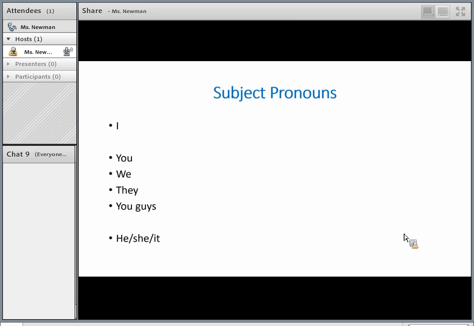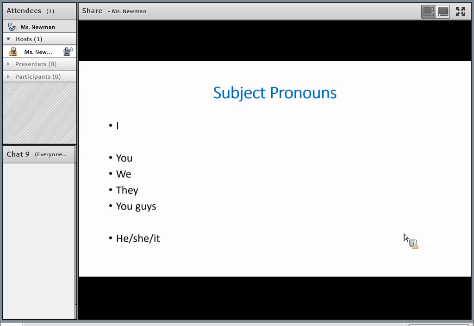Here we have subject pronouns in English. I, you, we, they, you guys, he, she, or it. These would come as subjects in a sentence. And we call them pronouns because they replace the names, right? So we don't say Mrs. Newman went to the store, Mrs. Newman bought ice cream, etc. That's too much, right? You would use a pronoun, she, to replace Mrs. Newman. Mrs. Newman went to the store, she bought ice cream.